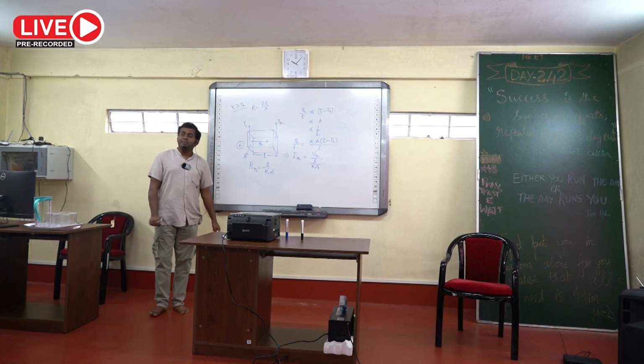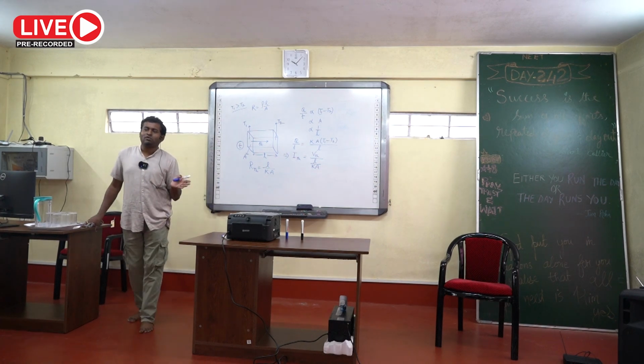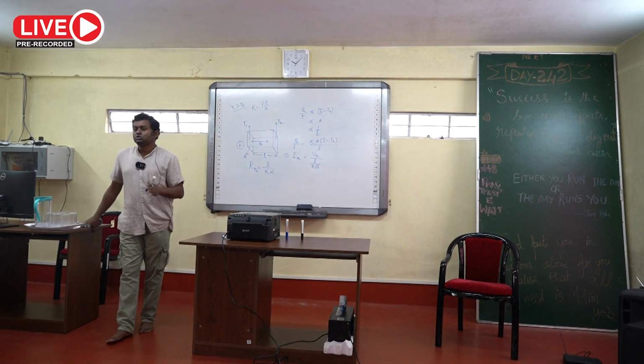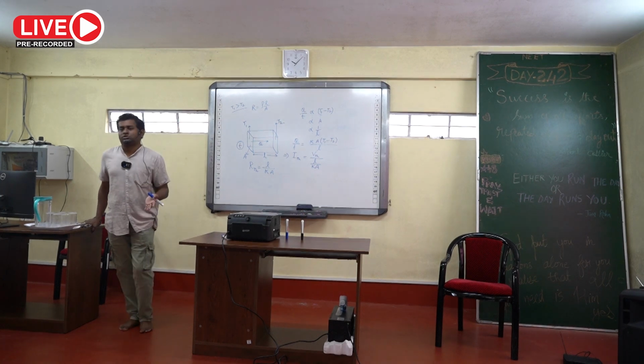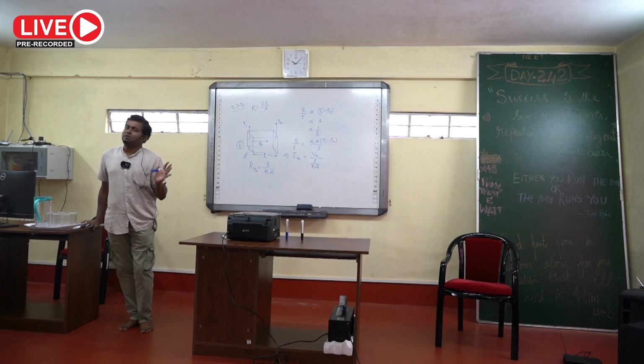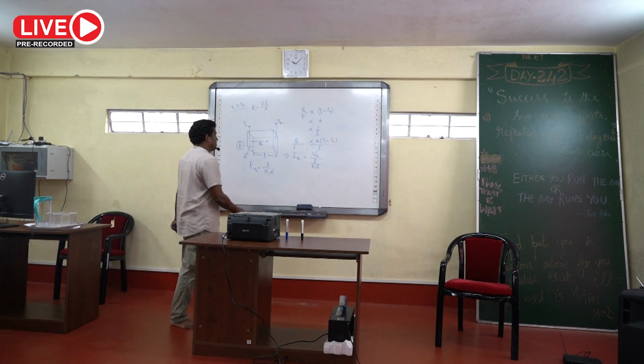So the combination of resistances will follow a certain rule: in series combination, it will be the sum; in parallel combination, it will be the sum of the reciprocals. Conductivity will follow just the opposite rule. In series combination, it will be the sum of the reciprocals. In parallel combination, it will be only the sum.